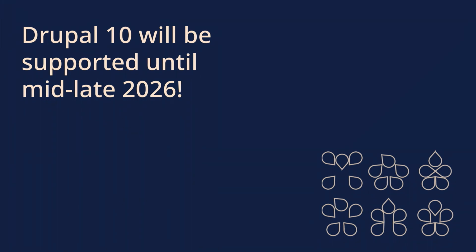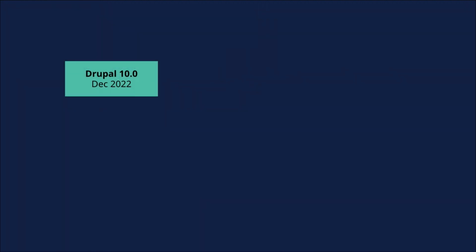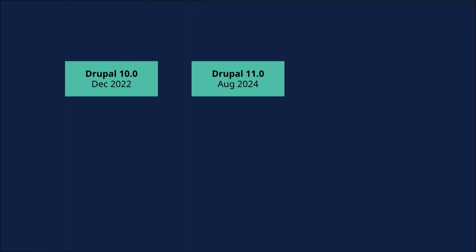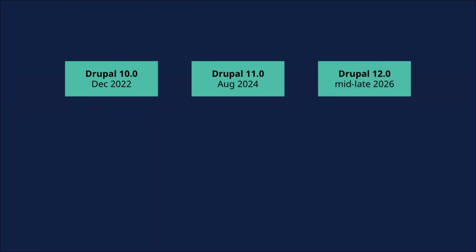And so now we can go into a longer term support version of Drupal 10. So how does that look? Drupal 10.0 was released in December 2022. We released Drupal 11 in August. We'll release Drupal 12 mid-late 2026. We already know that, so no surprises there.